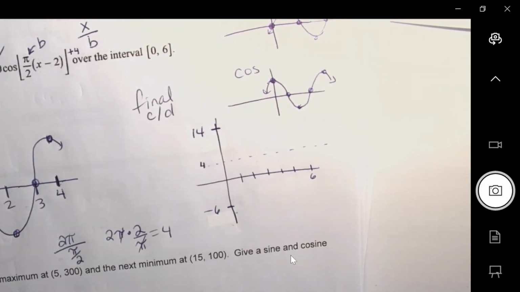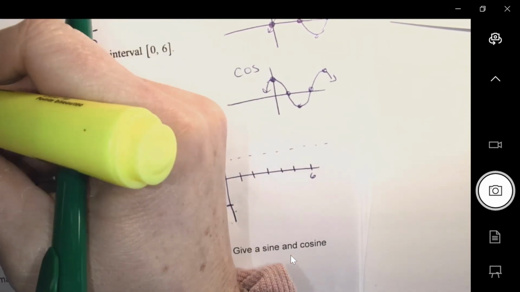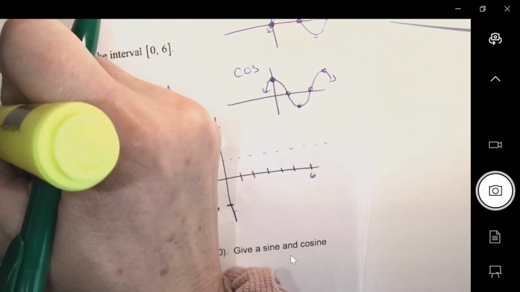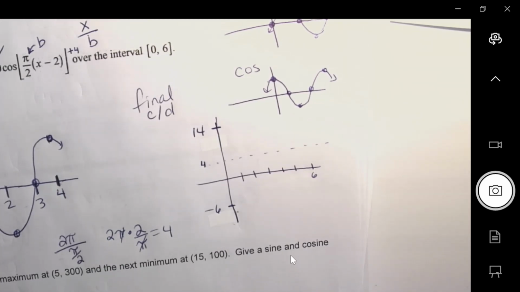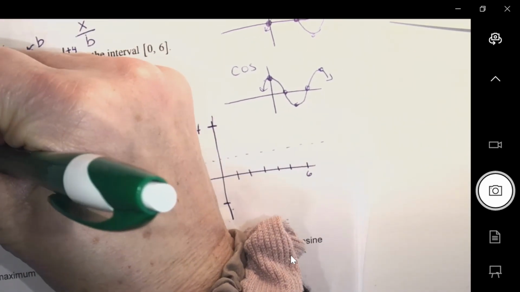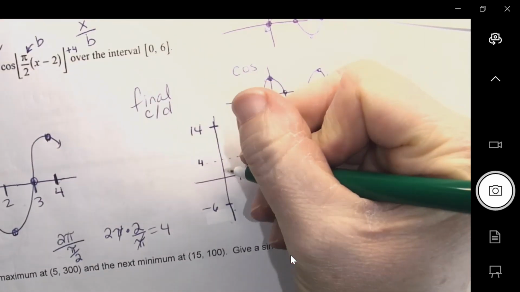Okay, I'm going to grab one point, which is 0, 10. Where should it go on the new graph? Where should I start this all out? I have to move it right 2 and up 4. Right 2 becomes 2, 14.